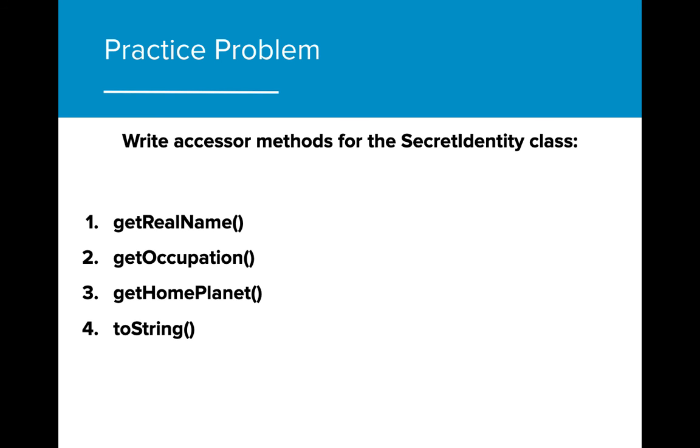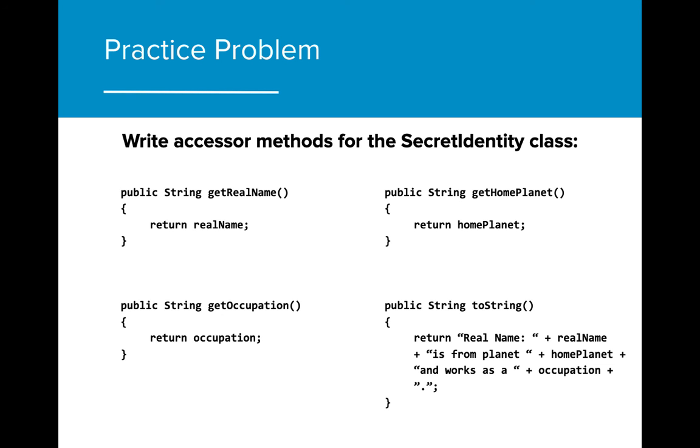The 4 that we need to create are getRealName, getOccupation, getHomePlanet, and a toString method to get information about all the instance data. Let's create these methods now. Can you figure out how to program these before we move on? Here is an implementation of those 4 methods. As you can see, they all have return values and the string return type. Did you get them all right?